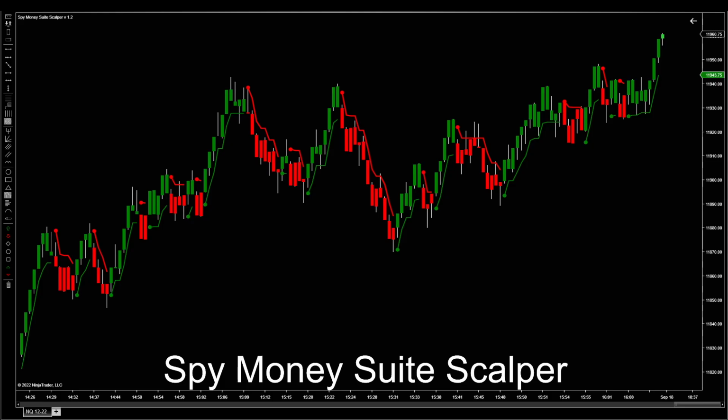I'm going to show you the Spy Money Suite Scalper that's only available with the Ninja Suite package. In that, this is one of our main indicators we use for entering. It does a really good job. And when we combine it with some other indicators that we have within the Ninja Suite, it makes it almost a no loser. I mean, you're going to have losers, don't get me wrong, but the win rate is just really high.